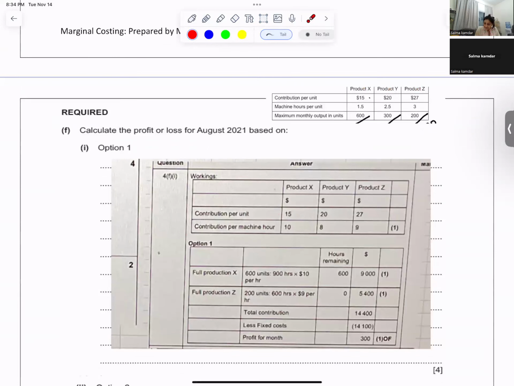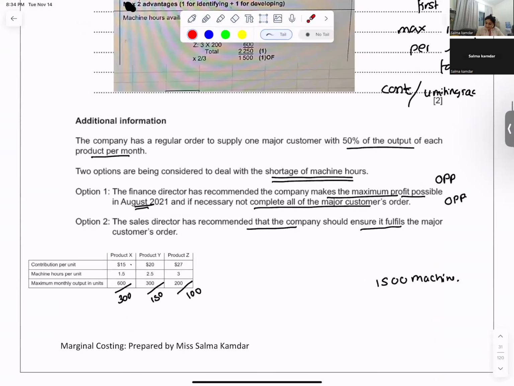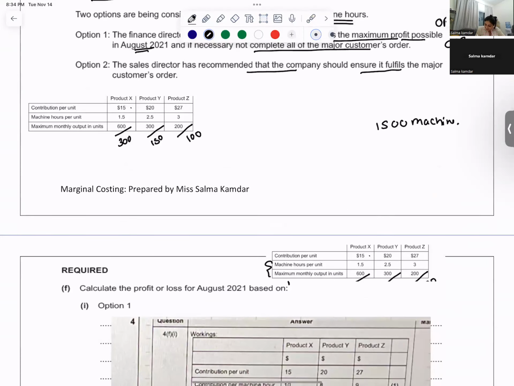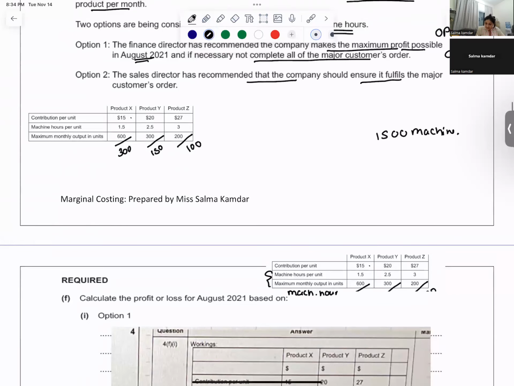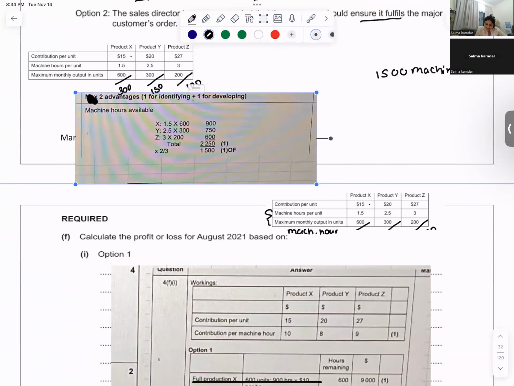Contribution per unit is 15, 20, 27. I have to calculate the contribution per machine hour. What do I have to calculate? Contribution per machine hour. So what is the machine hour that I need for X? The machine hour that I need for product X, if I produce the maximum capacity, is 900. Machine hours that I need for product Y is 750. And machine hours that I need for product Z is 600.